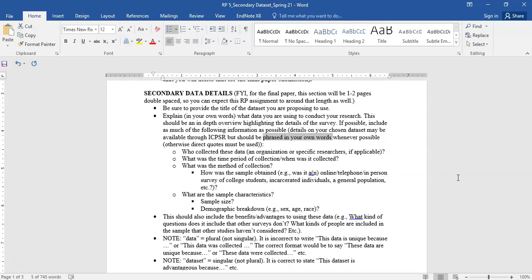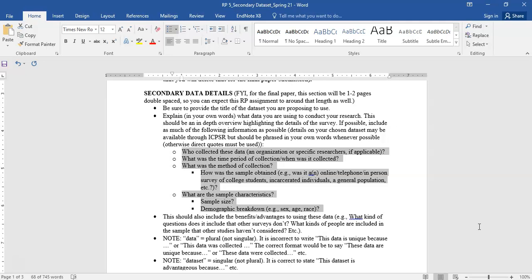So in this particular section, I include a variety of different questions that you may want to answer. If there's other information about the study that you can include as well, that's fine. But if there were particular researchers who were in charge of collecting the data set, be sure to mention that. When was it actually collected? If it was a longitudinal study, through what years was it collected? How was the actual data collection performed? So was it a phone interview? Was it computer-assisted personal interviews?